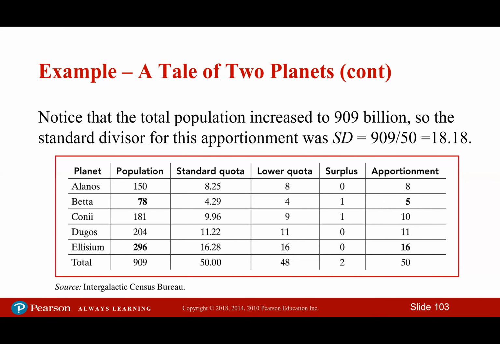So notice that the total population increased to 909 billion. So now our divisor slightly changed to 18.18. If we do that, what happens is things change because you're no longer in that little bout anymore here. So 909 is raw data. This is just the addition of all this. So this divided by this gives you that. All right, so if you take the lower quota, and then you add 2 more over here as a surplus, it gets you where you need to be.